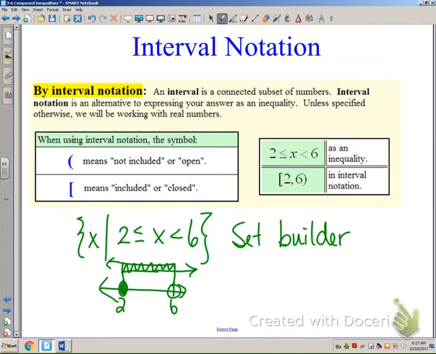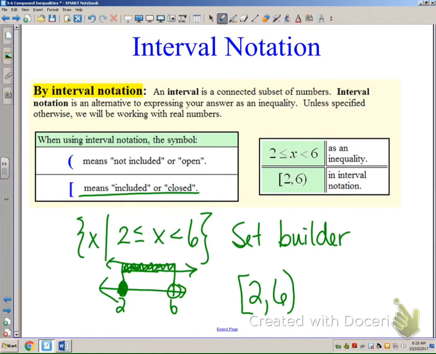So if we want to write this using interval notation, I always start at the left, write my left number first. The bracket shows that I'm including it, which is right here. The bracket means included or closed. It's a closed circle. So we've got bracket 2. And then on my graph, it stretches all the way up here to 6. So I put comma 6. And the parenthesis shows that I am not including 6.